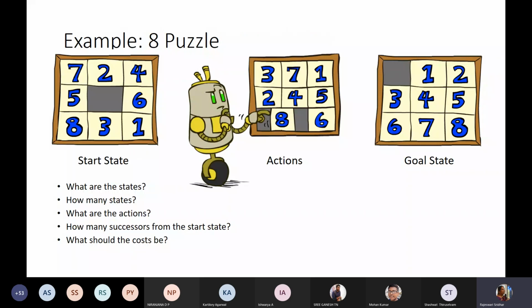These are just another scenario. So you can actually solve the 8 puzzle game using A star search. So what are the states? How many states are there? What are the actions that you will go through, how many successors from the start state, what should the cost be? All these things you can do as an implementation. So in tomorrow's class, you can implement A star search for solving the 8 puzzle game.